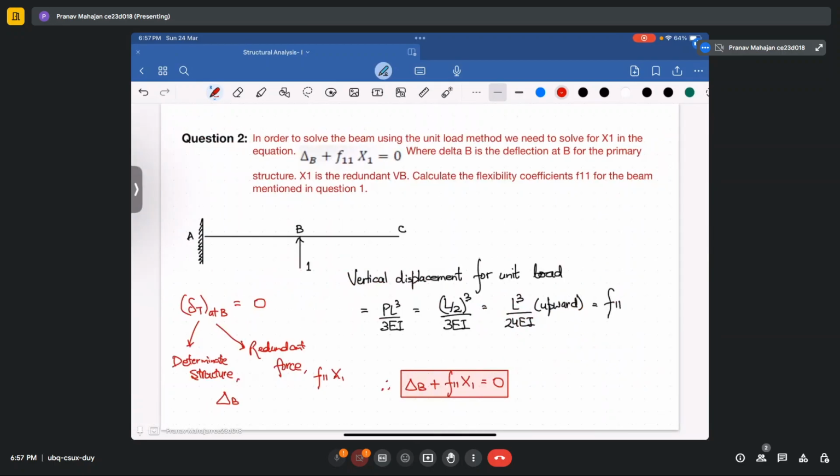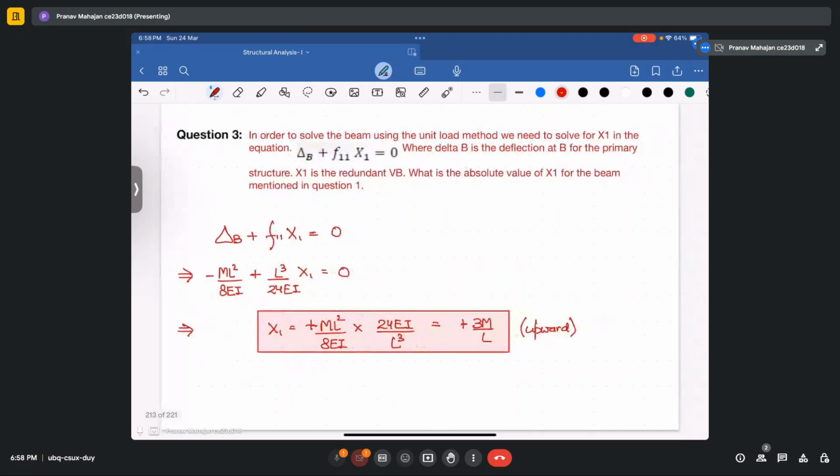Then, to determine the value of the flexibility coefficient at that particular point, you will apply a unit load at that redundant force, and then determine the vertical displacement due to that. After determining the vertical displacement due to the unit load, you will use the consistency equation and derive the value of x1. And this x1 is equal to your VB. Okay, this is how we will solve the problem.